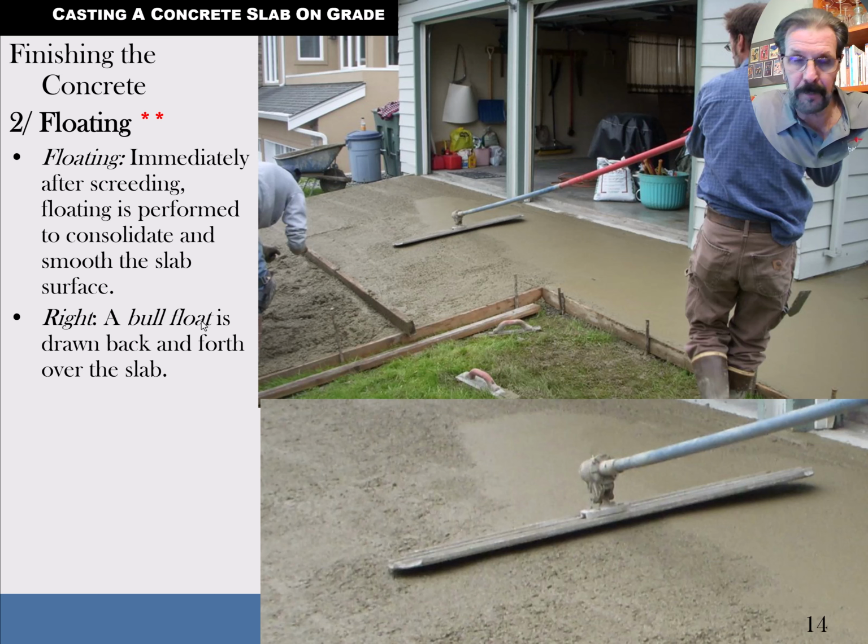So I probably should find better pictures of somebody using a bow float. But you run that thing 90 degrees to the way that the strike-off process was going here with the 2x4. Now, you don't have to use a 2x4, as I showed you some other screeds, but I've seen some professional concrete finishers that have something that looks like a 2x4, nice and perfectly straight, but it's actually made of magnesium.